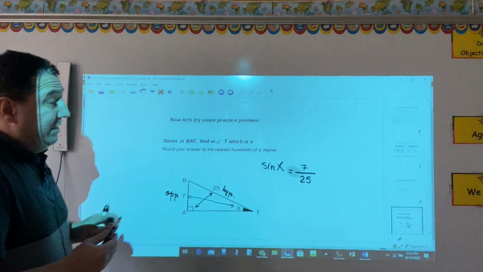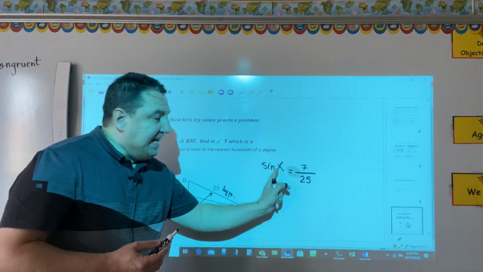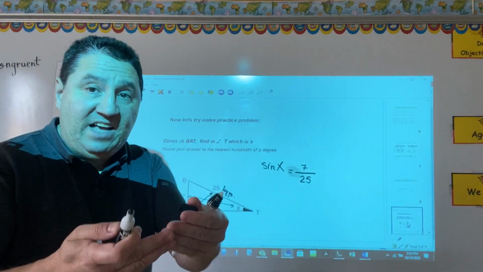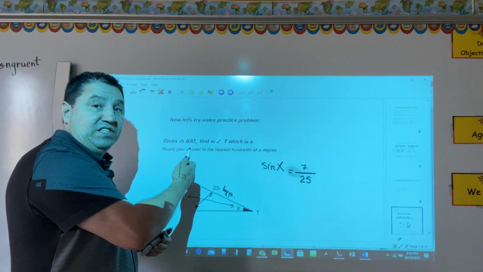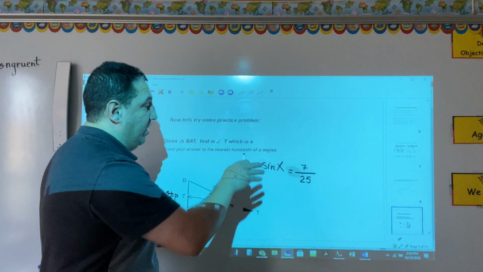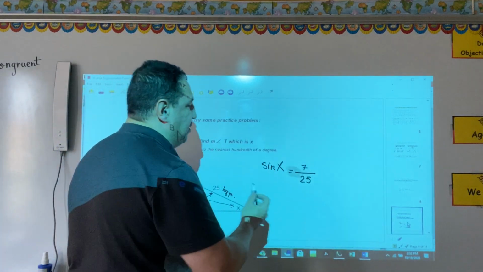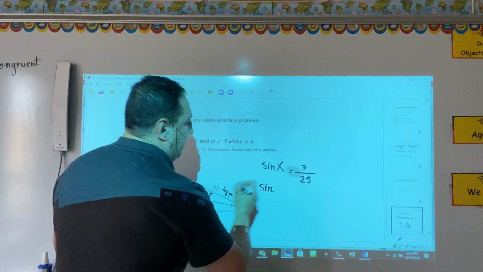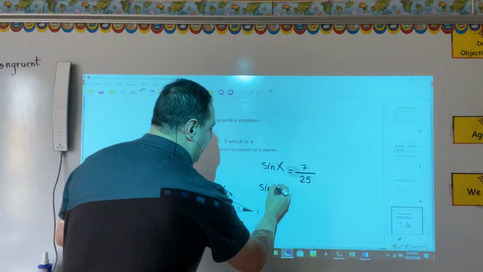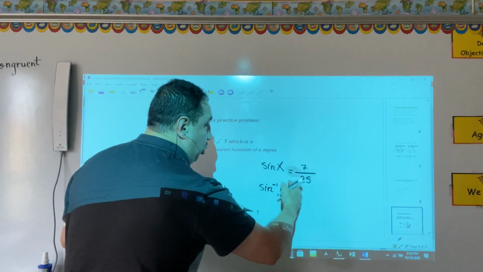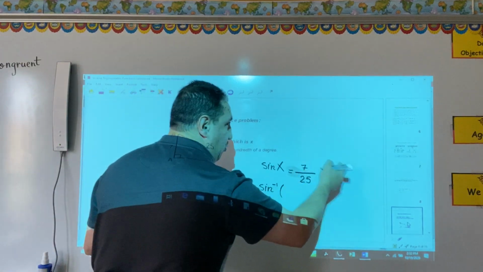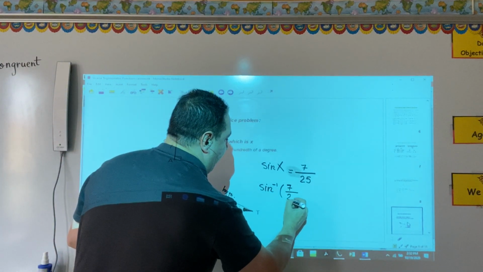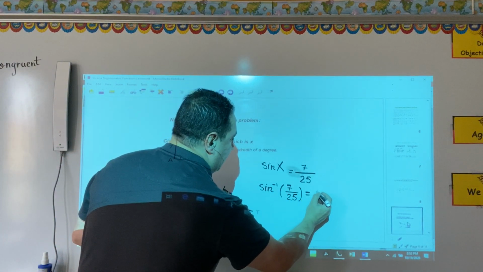Good. Now, but we need the measure of angle X. To find the measure of angle X, we have to use the inverse trigonometric ratio of sine, right? So, remember, the inverse of sine is applied to the side ratio and gives you the angle. So, you're going to have inverse sine of 7 over 25 equals X.